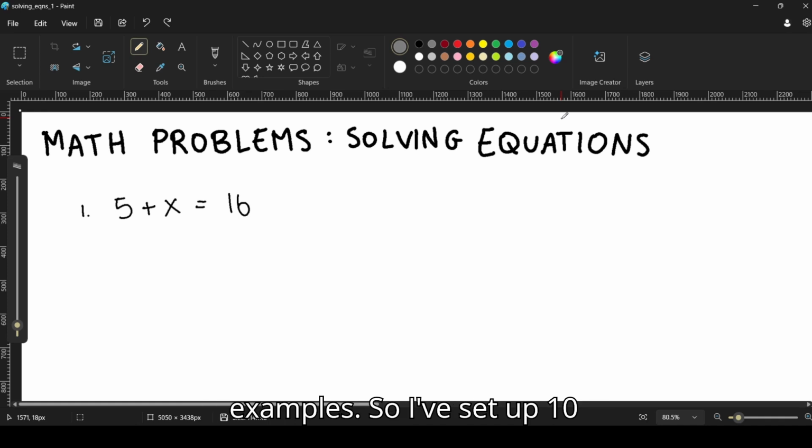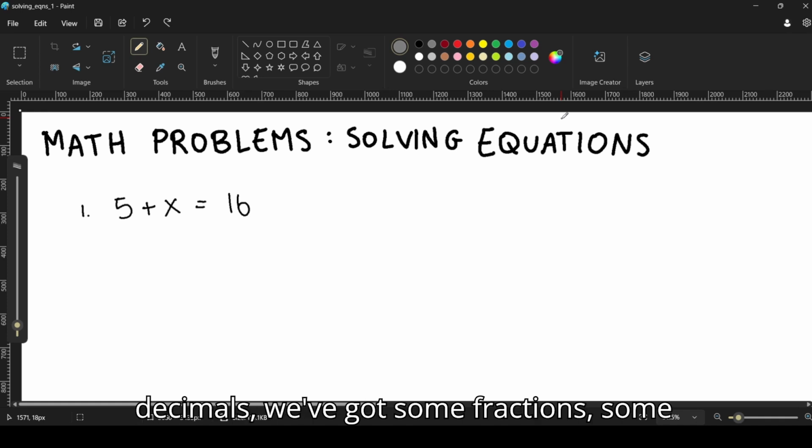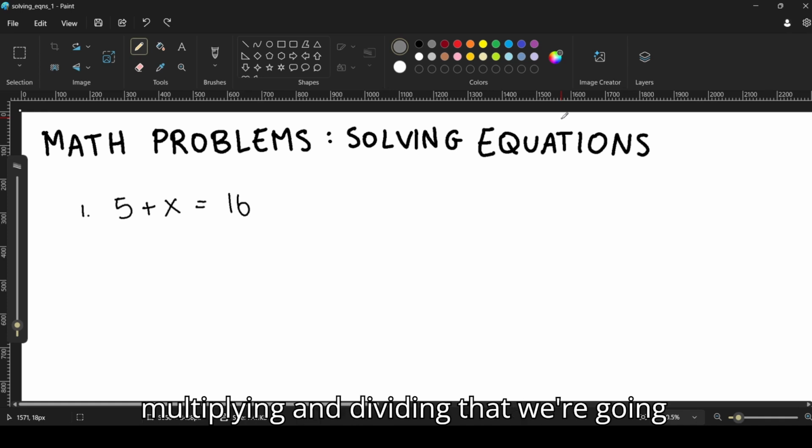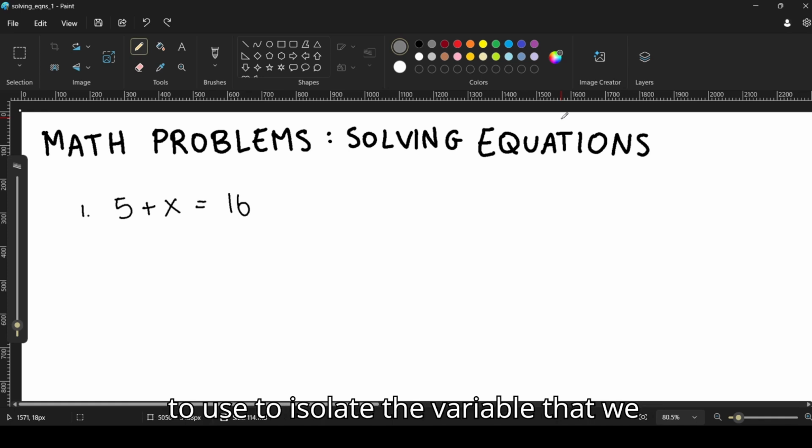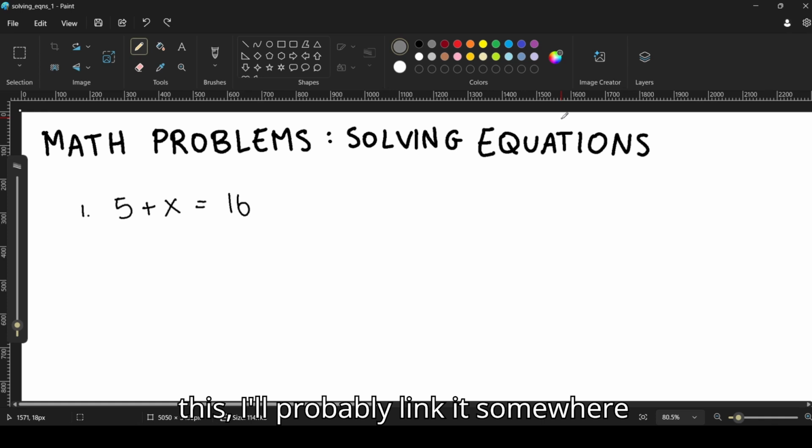So I've set up 10 examples that I just created from randomness that we're going to go through. They each have slightly a little different approach to them. We've got some decimals, we've got some fractions, some multiplying and dividing that we're going to use to isolate the variable that we want and solve the equation. If you have not seen the theory video on this, I'll probably link it somewhere around now.